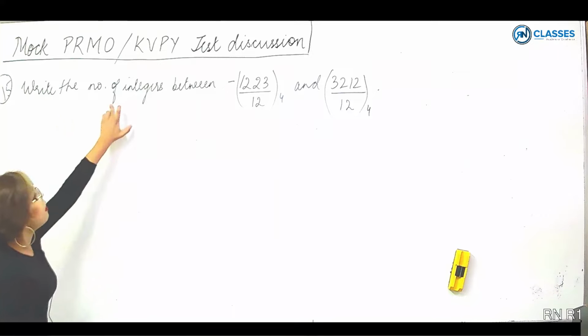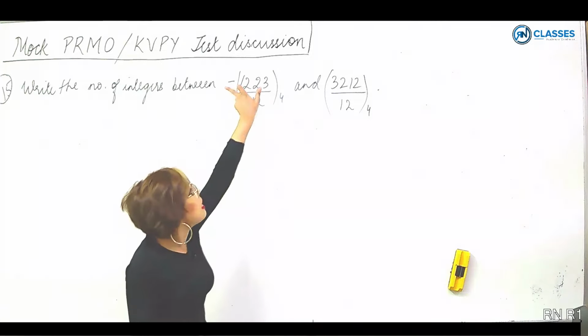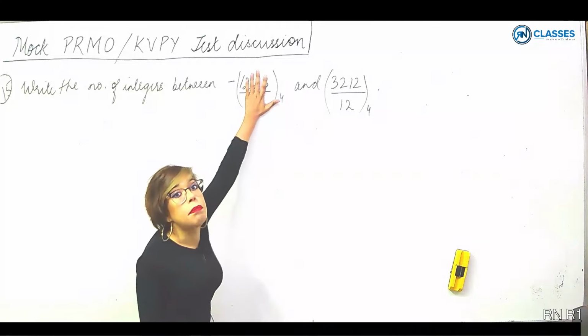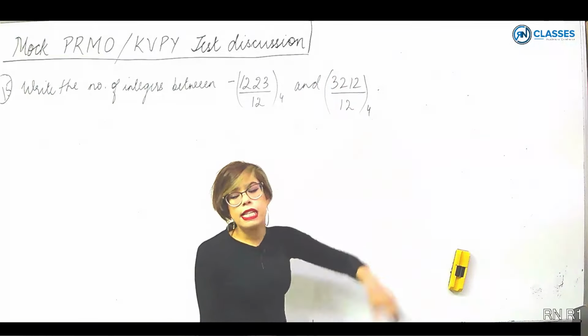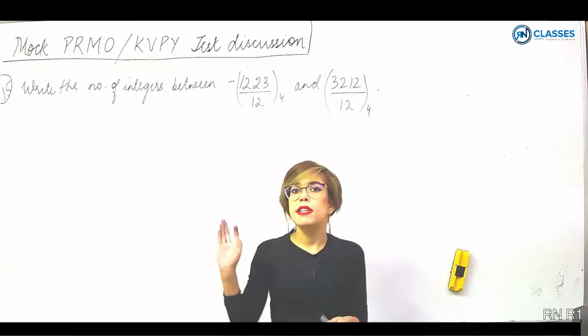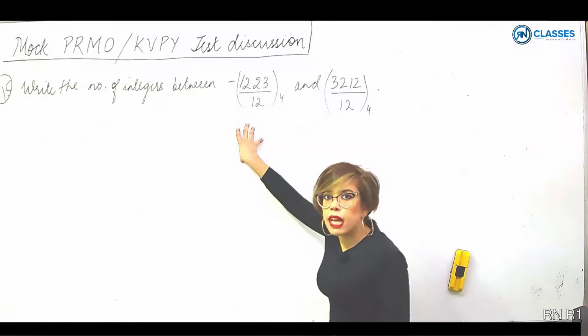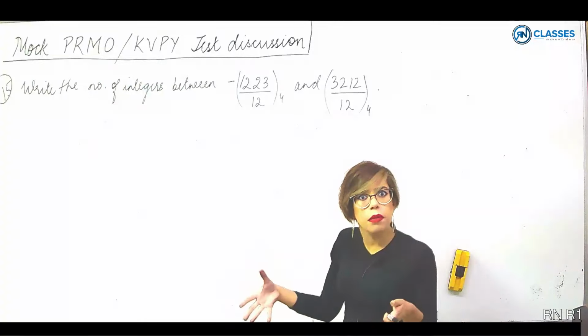He says write the number of integers between this and this. Now, parentheses, outside the parentheses, I have 4. That means this number is in the base 4. This number is in the base 4. Right? Now, I want to write the number of integers between this and this. Now, if I can somehow convert it into mixed fraction and this also into mixed fraction, I can count how many integers are there in between.